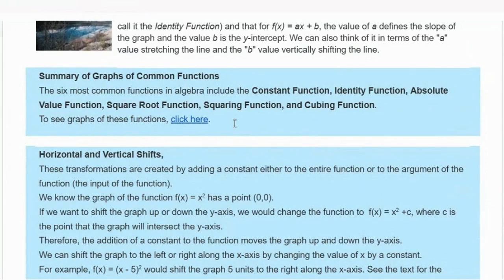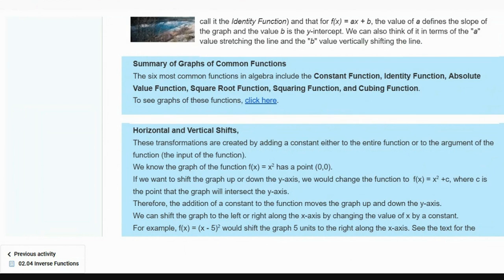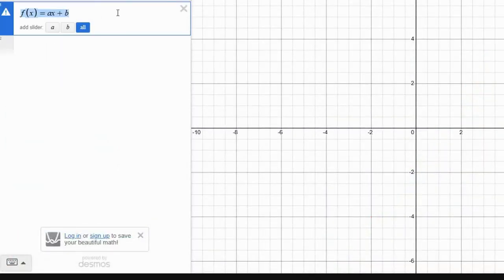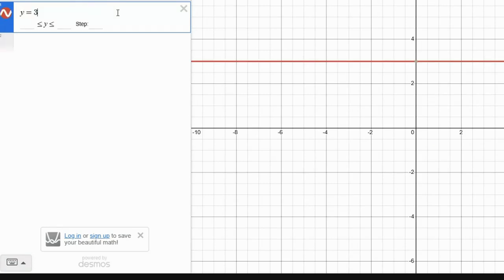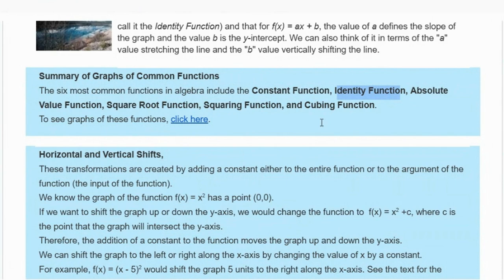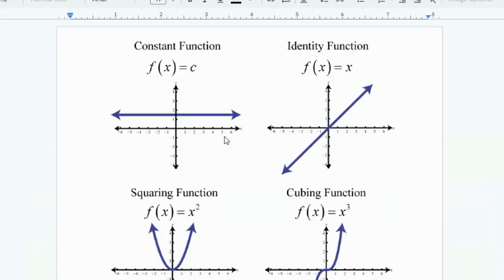So, summary of graphs of common functions. Let's look at the 6 most common functions in algebra, starting with the constant function. A constant function is like y equals 3. That's a constant. It's just a number. It never changes. The graph is just 3 all the time. Then the identity function, the absolute value function, the square root function, and the cubing function. I have a link right here that has all of these on one document. It's still loading. Oh, there it is.